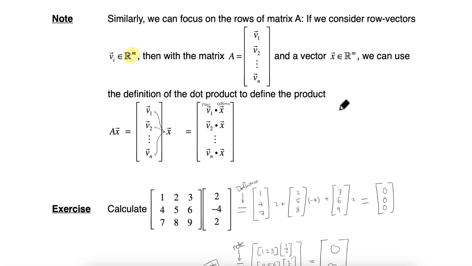So instead of the definition of multiplying a matrix with a vector, we can look at it in a different way. We can focus on the rows of matrix A instead of its columns. This is going to be referred to later as the note, as opposed to the definition. So this time matrix A, the same n by m matrix, instead of being written with column vectors, is written with row vectors. So you can think of it as the same matrix as before, but this time we have squashed all the columns into one. So V1 is a row vector, V2 is a row vector, and so on.